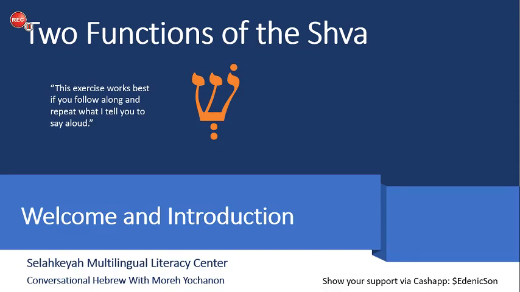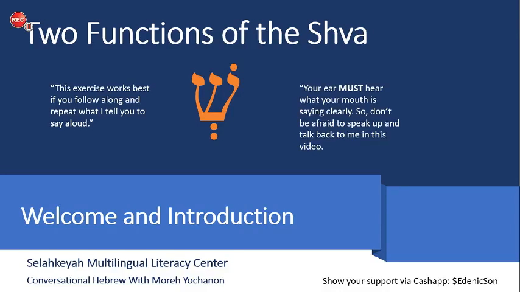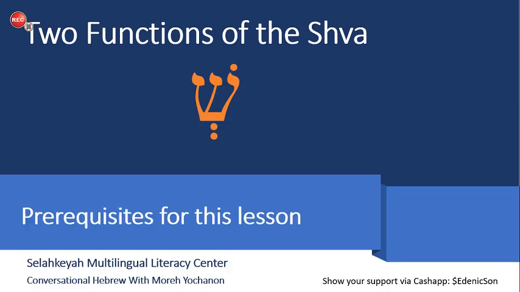This exercise works best if you follow along and repeat what I tell you to say aloud. Your ear must hear what your mouth is saying clearly. So don't be afraid to speak up and talk back to me in this video.